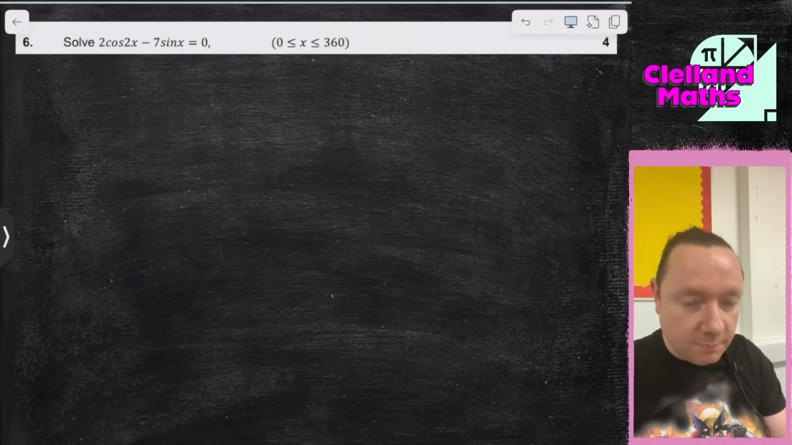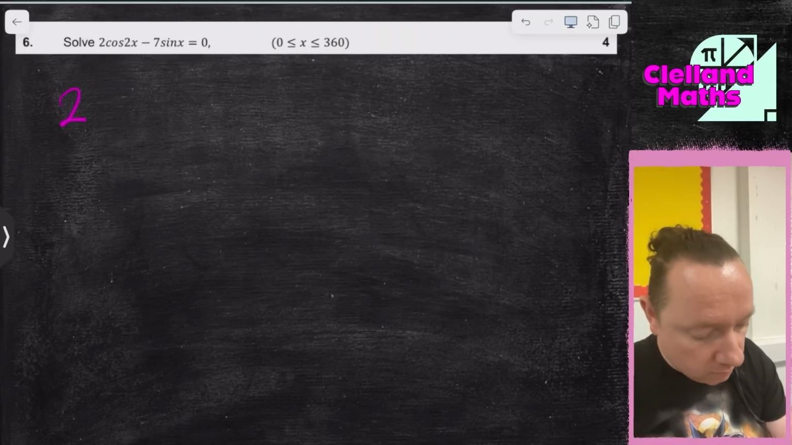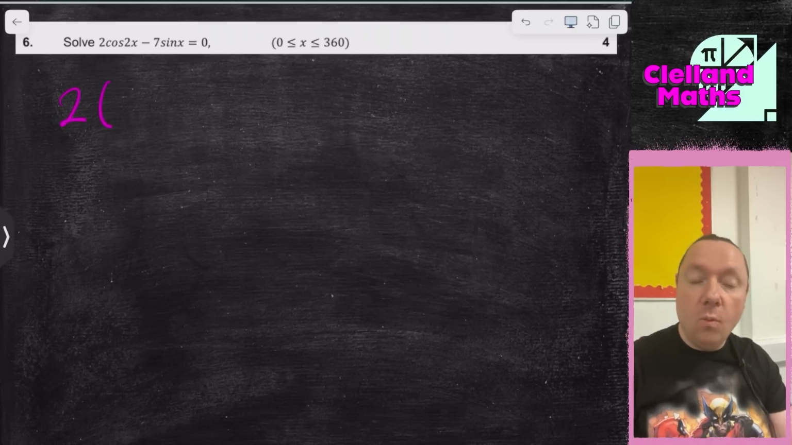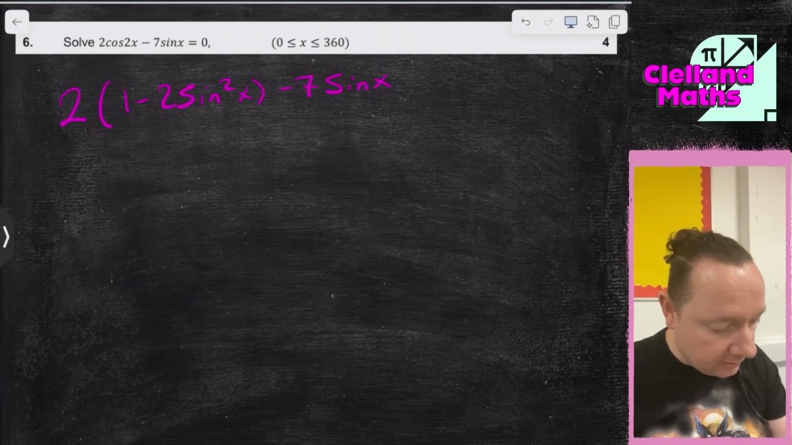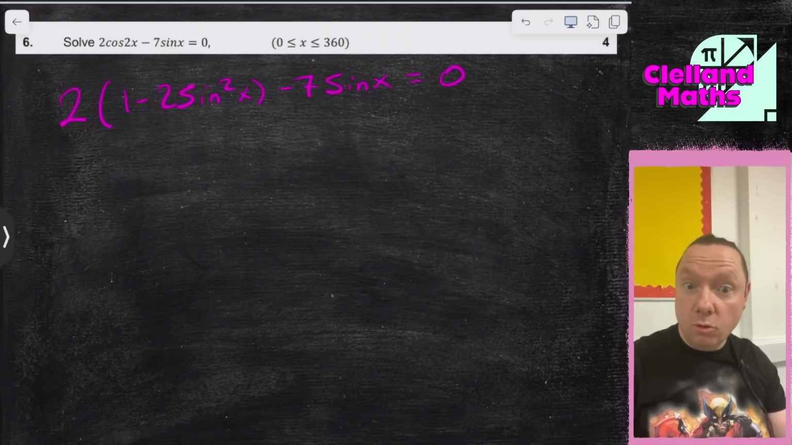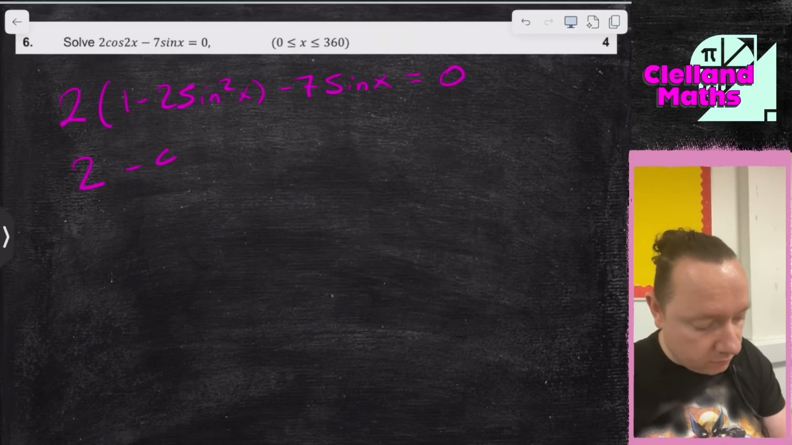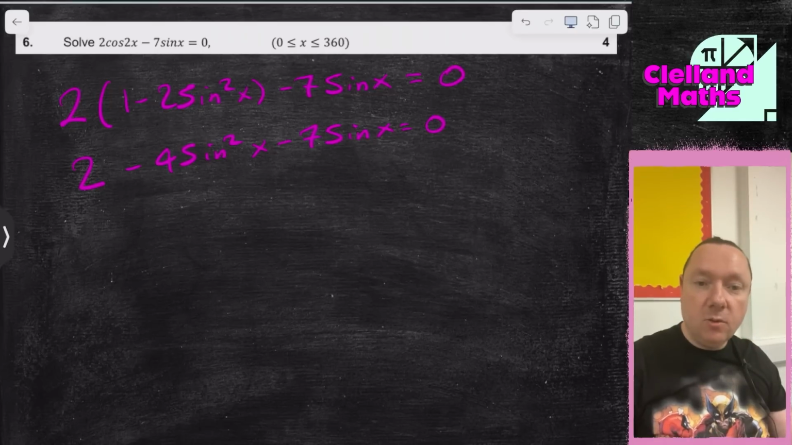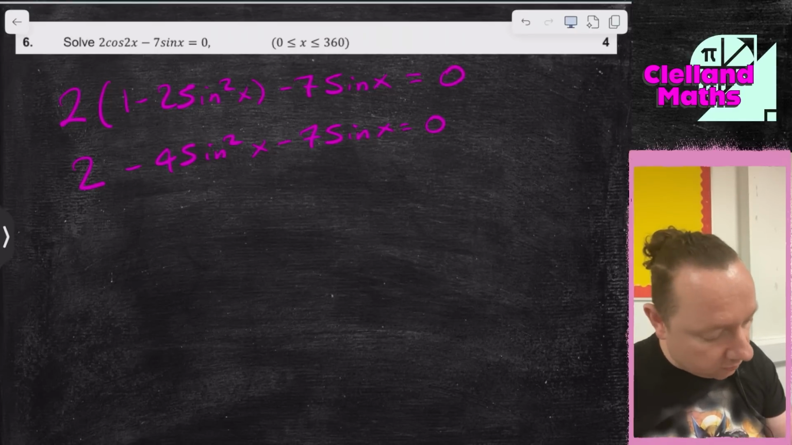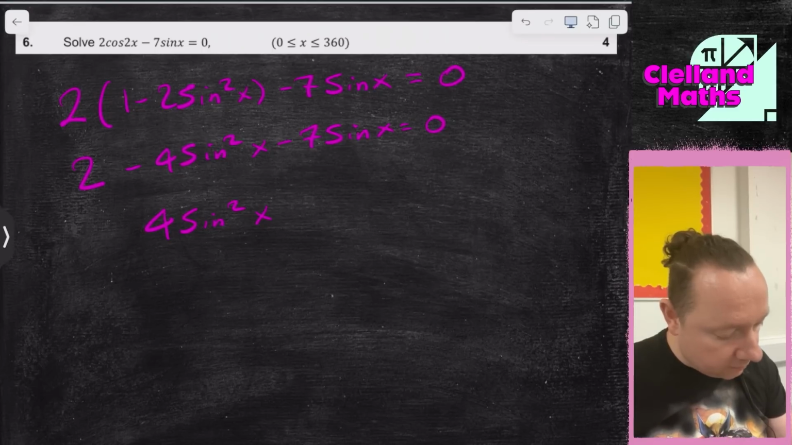So cos 2x is 2, and that's 1 minus 2 sine squared x from the start of the exam paper, minus 7 sine x equals 0, so that's a quadratic: 2 minus 4 sine squared x, minus 7 sine x equals 0. So I like to make my sine squared x positive to make it easier, so I'll move everything over to the other side, so I get 4 sine squared x, minus 7 becomes plus 7, and 2 becomes minus 2.